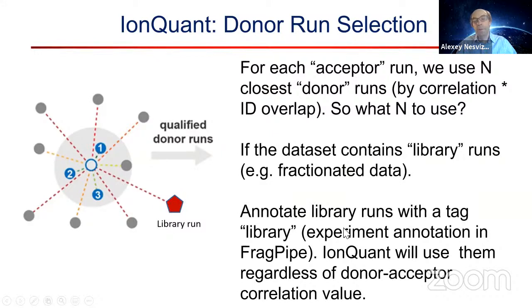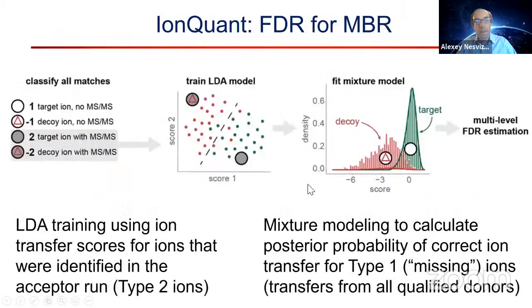So we can annotate them in FragPipe with a keyword, library run. And then everything that's annotated as a library run will be used for match between runs transfer, even if it would not pass other criteria such as top n and the minimum correlation that we specify.